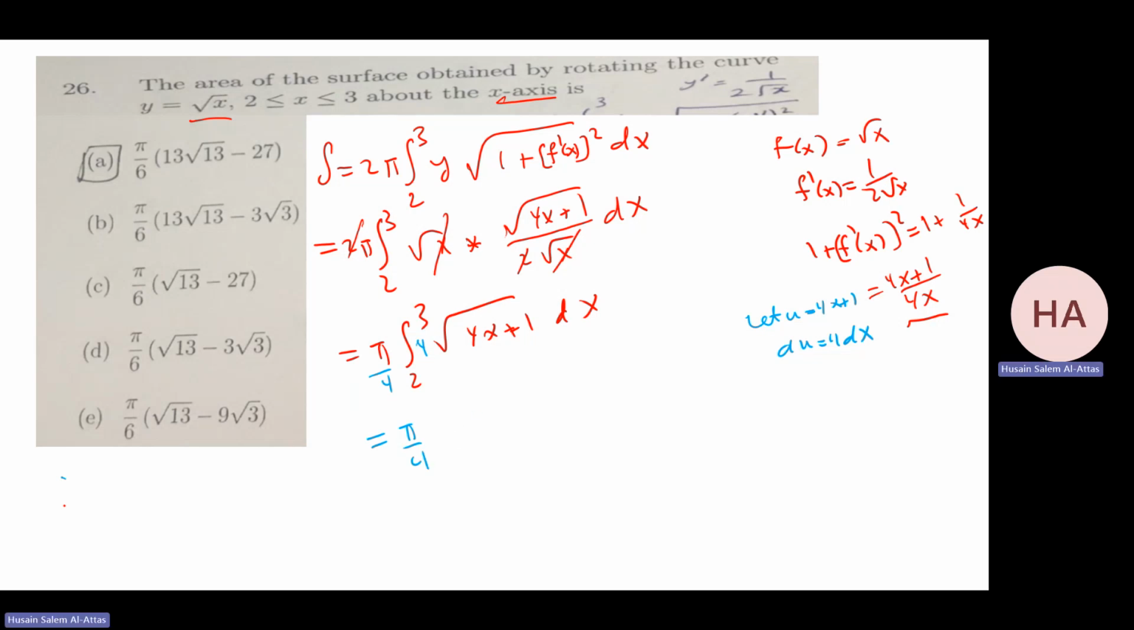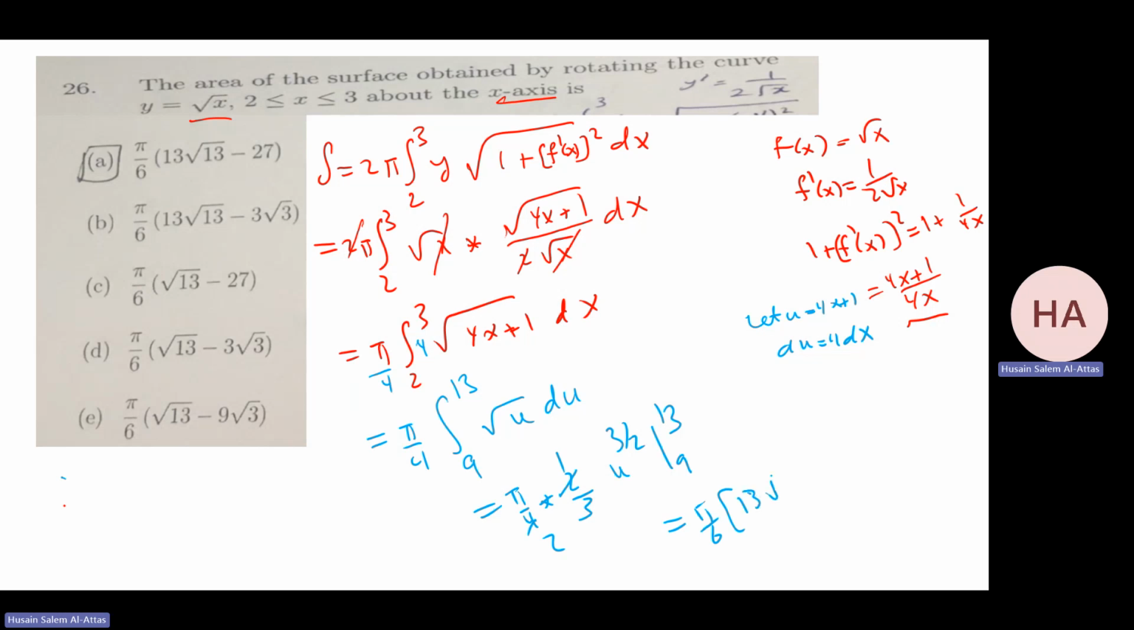Times, still keep the integral. That is 9 to 13. Yeah. And I have a square root of u du. That will be pi over 4 times 2 over 3, u to the power 3 over 2, from 9 to 13. That is pi over 6, 13 square root of 13.